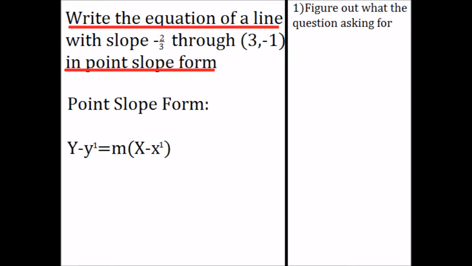The first thing you will do is figure out what the question is asking for. The question is asking you to write the equation of a line in point slope form. As said before in geometry lessons, the point slope formula is y minus y1 equals m times x minus x1.